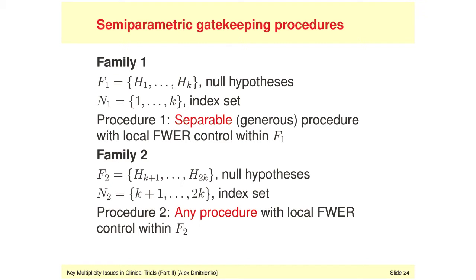We will assume that a separable or a generous procedure that provides local error rate control is applied within the primary family. We will call it procedure 1. I'm going to explain in a few minutes what I mean by a separable procedure. Now, continuing to family 2, we here also have a set of null hypotheses, a corresponding set of indices within the secondary family. And here, since we are at the end of the testing sequence, we don't have to worry about restricting our attention to separable or generous procedures. Here we can apply any procedure that provides local family-wise error rate control. So here there would be nothing wrong with using the Hochberg or even Hommel procedure.